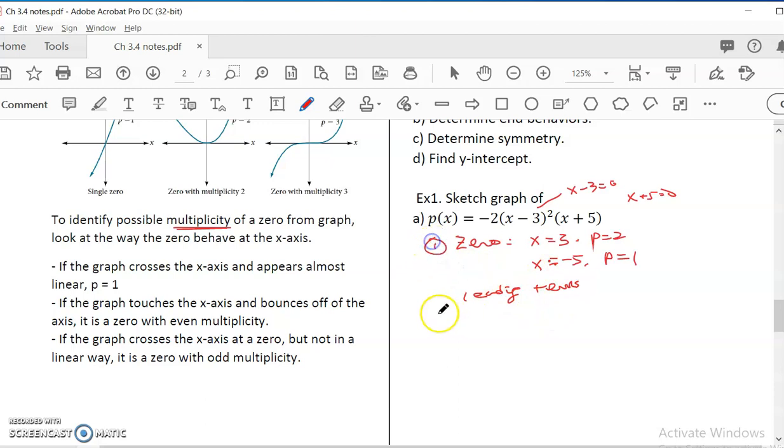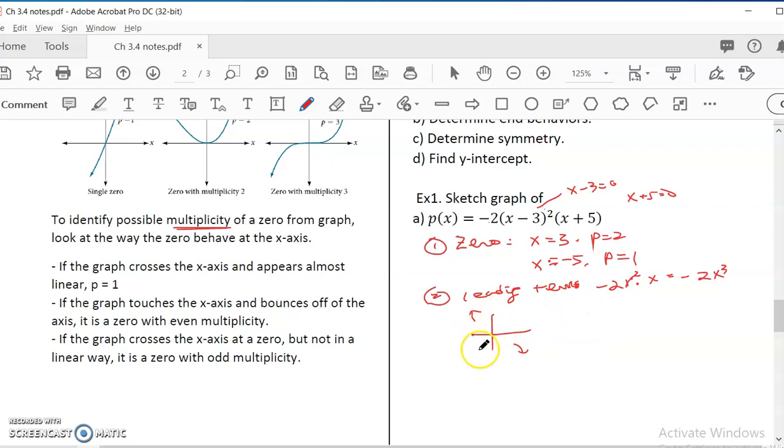So step 1, remember, step 2 is the leading term. The leading term is just the negative 2 times x squared times x. Negative 2 x squared and 1x. So it's negative 2x cubed. So for a negative x cubed, we know that the graph is like this, right? It's a reflection of x cubed.